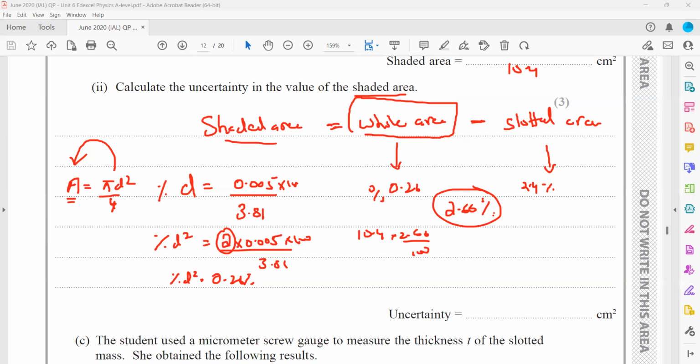Or you can also solve it separately: work out the uncertainty in the whole area, then you already have the slotted one. The whole area was 11.4, so 0.26% of 11.4 will be 0.03. And the slotted one was 0.02. So when we add, it will be 0.05.